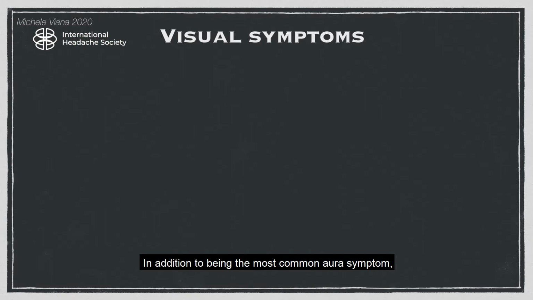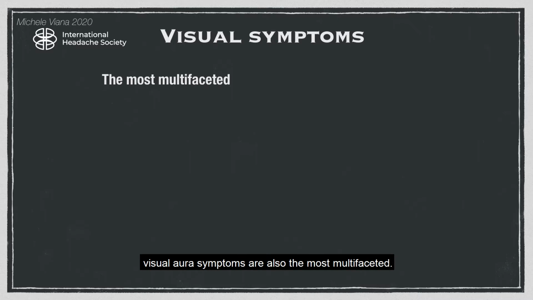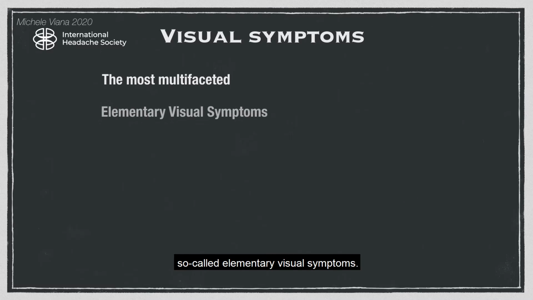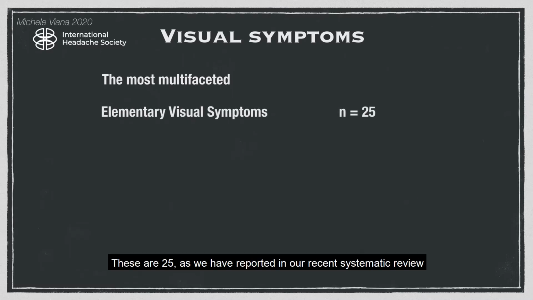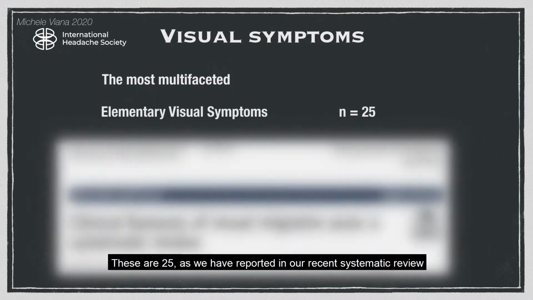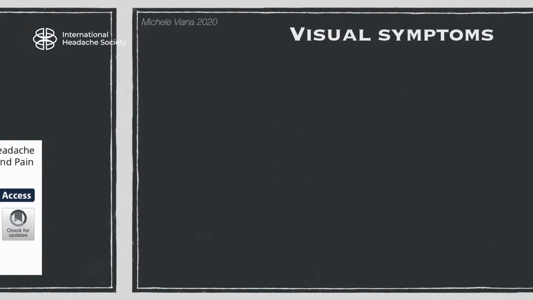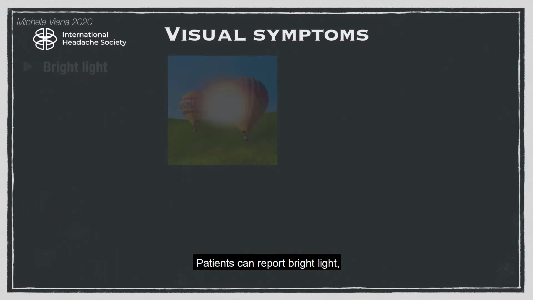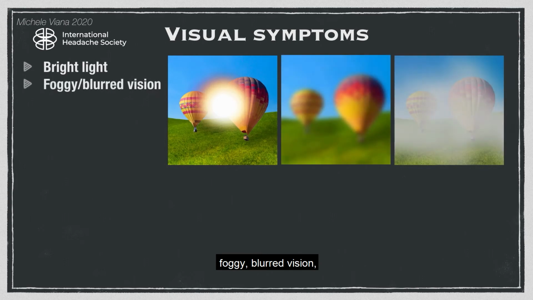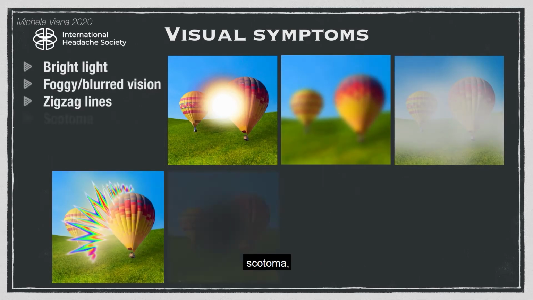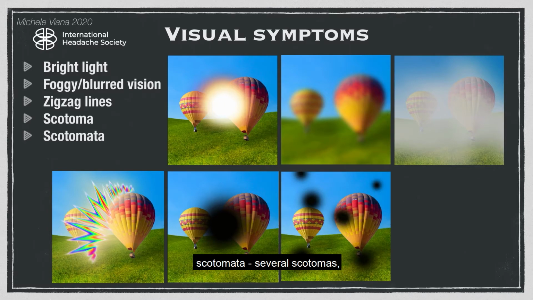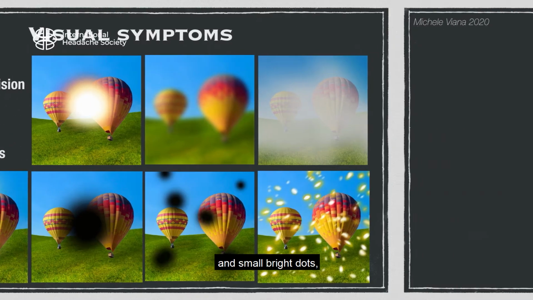Features of aura symptoms. In addition to being the most common aura symptoms, visual aura symptoms are also the most multifaceted. Visual phenomena can be subdivided into so-called elementary visual symptoms. These are 25, as we have reported in a recent systematic review. I show you them with the help of some images I created with colleagues of NTNU Trondheim, Norway. Patients can report bright light, foggy blurred vision, zigzag lines, scotoma, scotomata, several scotomas, and small bright dots.